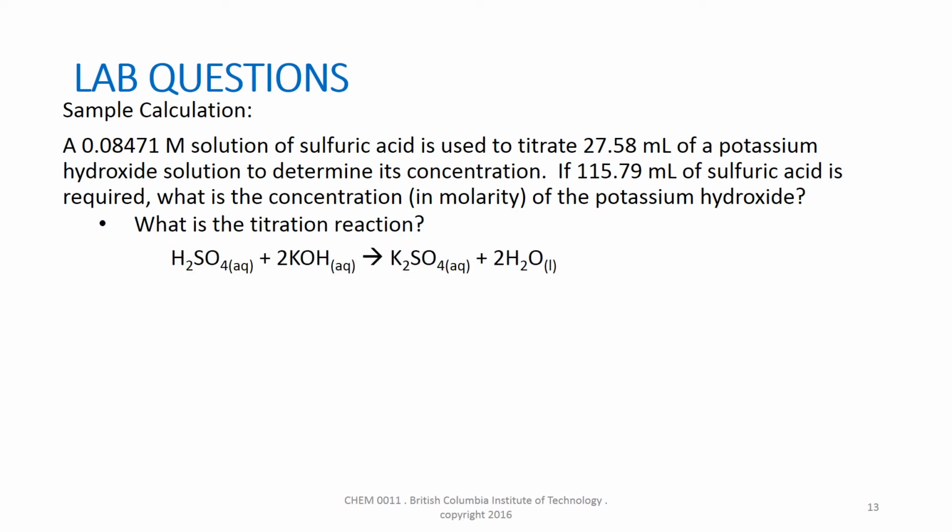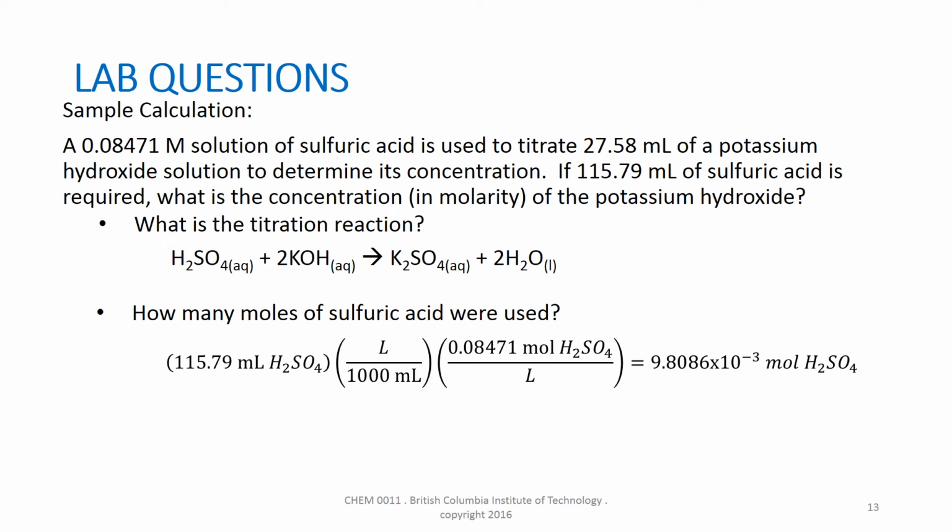The balanced chemical reaction for the titration is 1 mole of sulfuric acid reacts with 2 moles of potassium hydroxide to give 1 mole of potassium sulfate and 2 moles of water. Note that each mole of sulfuric acid reacts with 2 moles of potassium hydroxide. The moles of sulfuric acid can be calculated from the sulfuric acid's concentration and the volume of sulfuric acid used. This gives 0.009886 moles of sulfuric acid.